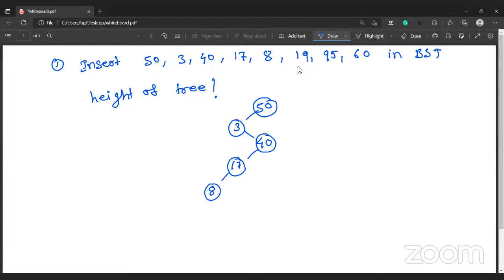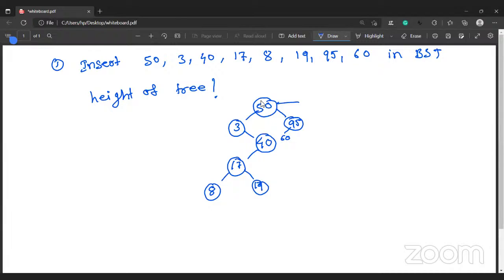Then 19: less than 50, greater than 3, less than 40, greater than 17. So 19. Then 95 is greater than 50. Then 60 is greater than 50, less than 95. So 60 will be like this.